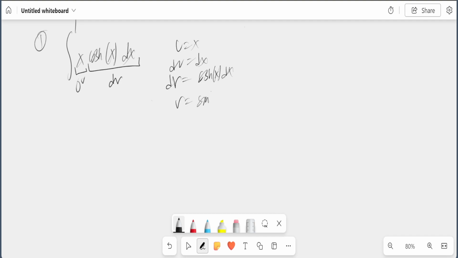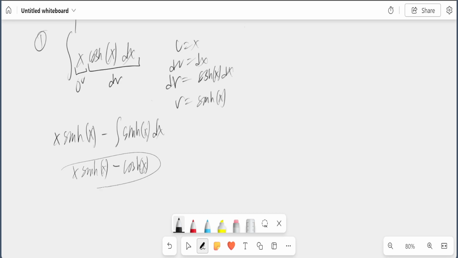So u is equal to x, du is equal to dx, dv is equal to cosh x dx, v is equal to sinh x. So it's uv, x sinh x, minus the integral of v du, so sinh x dx, and that's cosh x, plus C. That's it. Oh, and then you evaluate the bounds too. Let me do that.